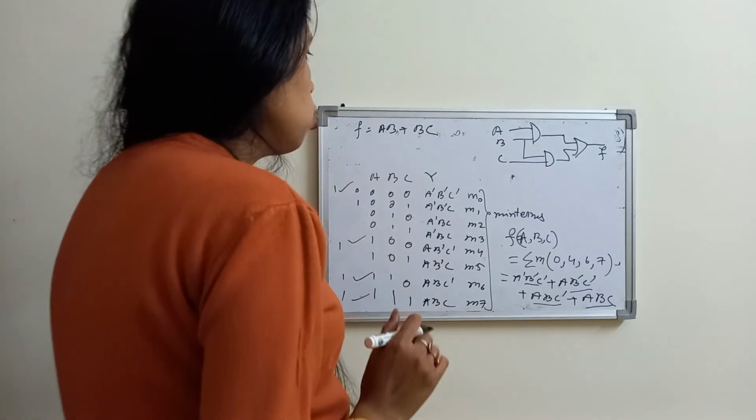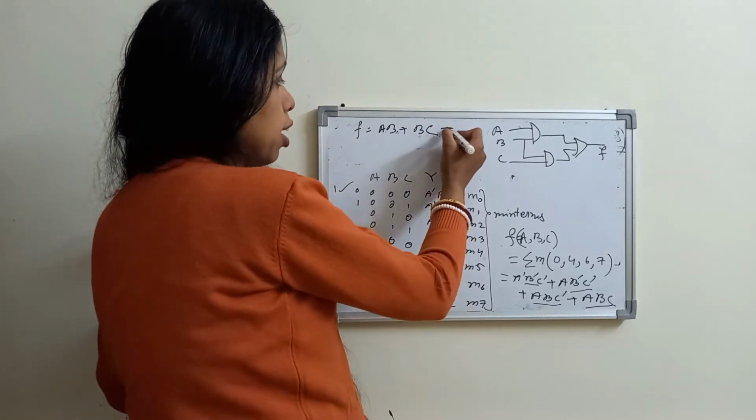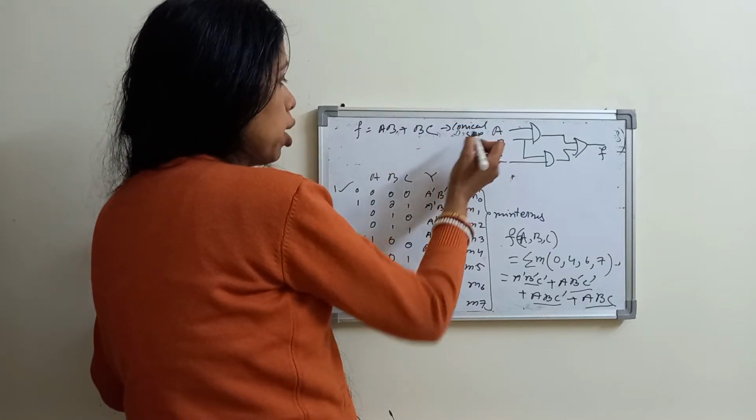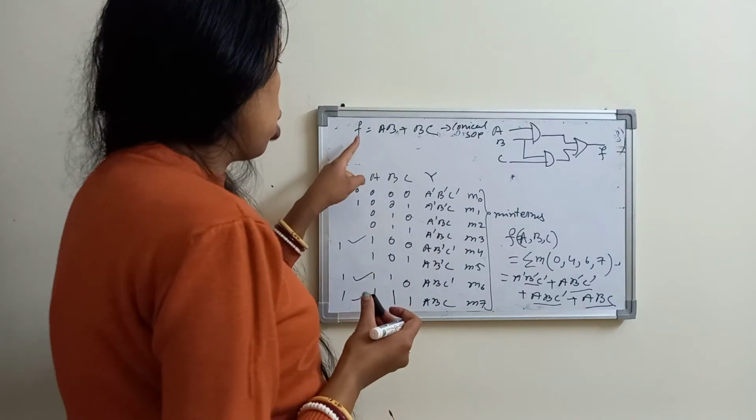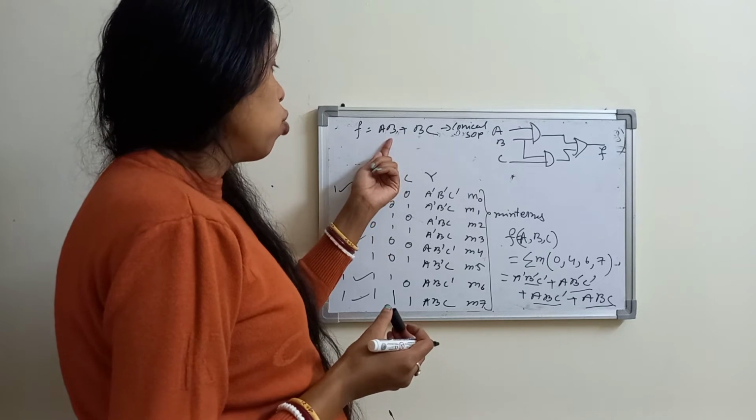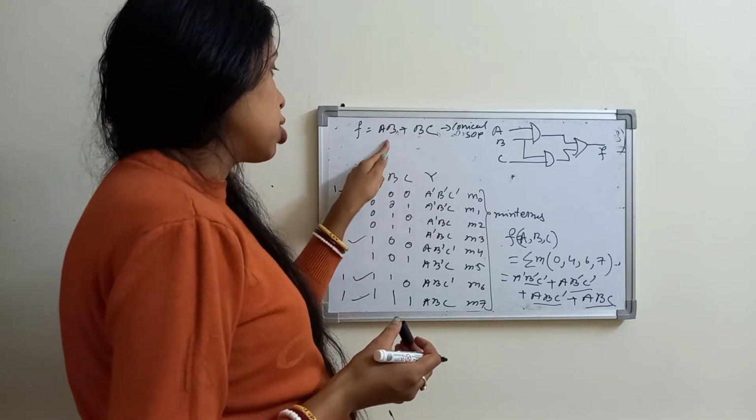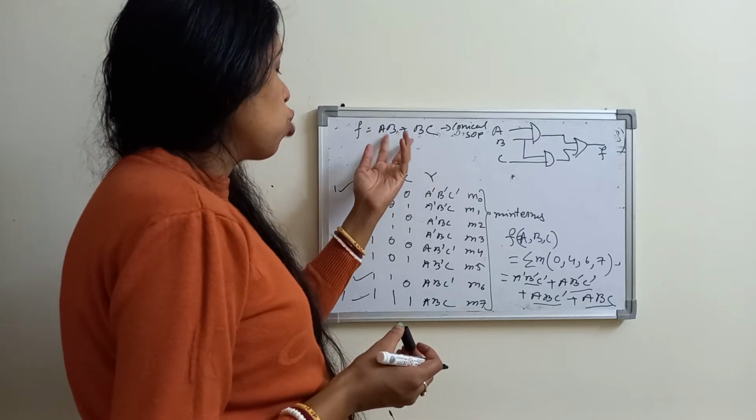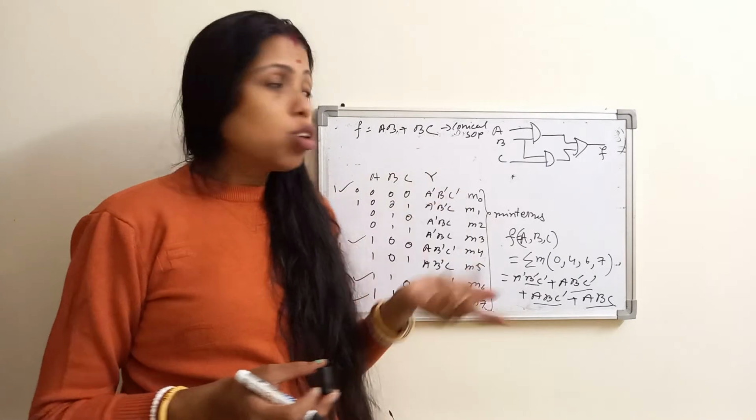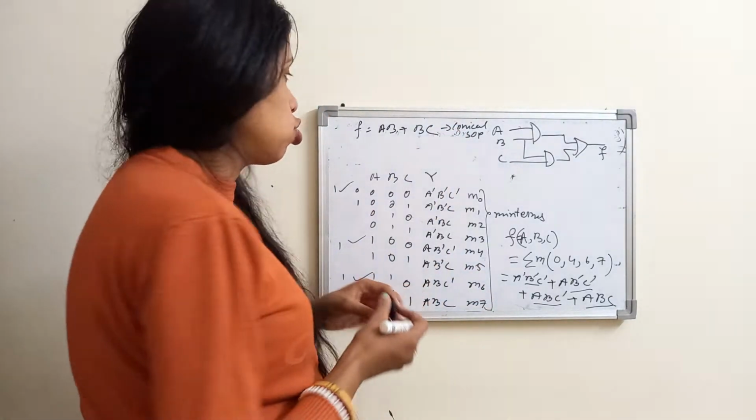Okay, now this is also SOP, but this is not the standard SOP. This is called canonical SOP. Why is it canonical SOP? You can see here three variables are there, but in each product you have only two variables. Here you have AB and here you have BC. Here C is missing, here A is missing. So from this expression you cannot write down the truth table. So I have to convert this canonical SOP to standard SOP.